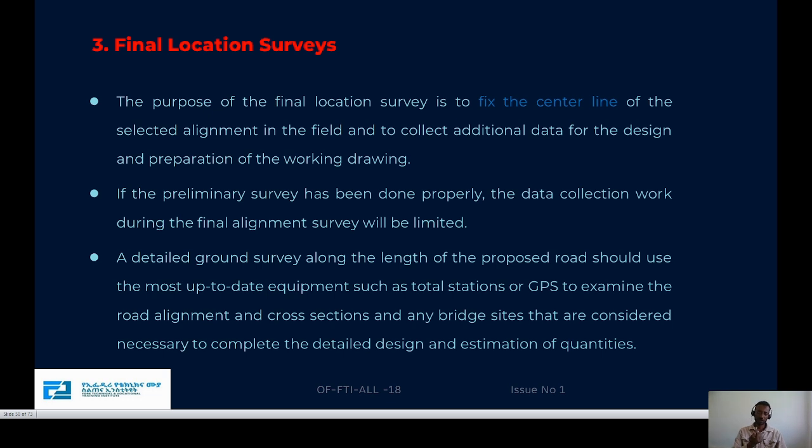So we have only one best route. After selecting the best route, we come to the final location survey. The final location survey is fixing the center line of the selected alignment in the field, and collecting additional data for the design and preparation of the working drawings. If the preliminary survey has been done properly, the data collected during the final alignment survey will be limited. The detailed ground survey is carried out using updated equipment such as total station and GPS to examine the road alignment.